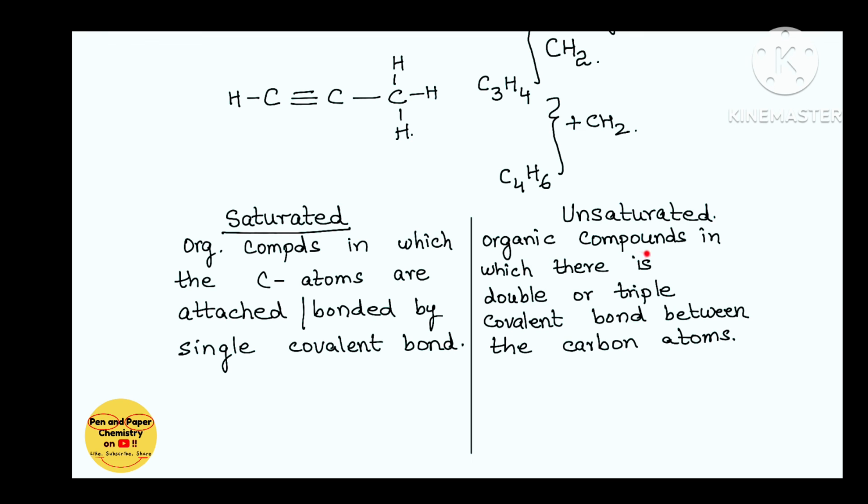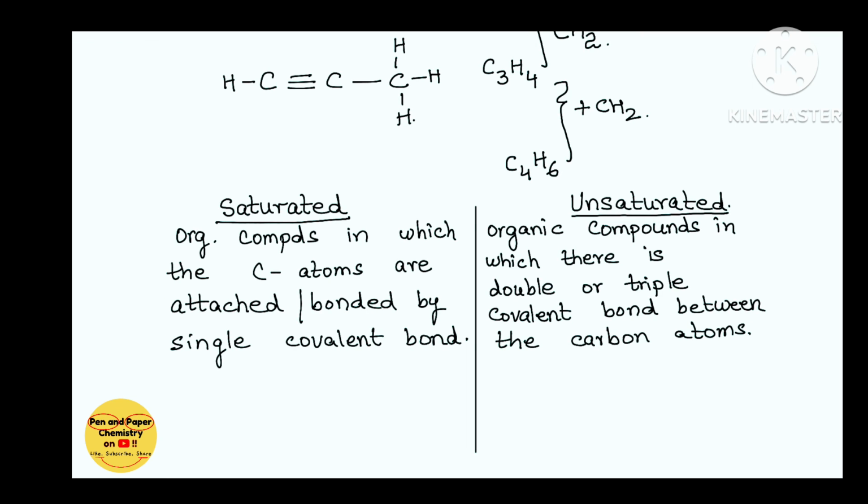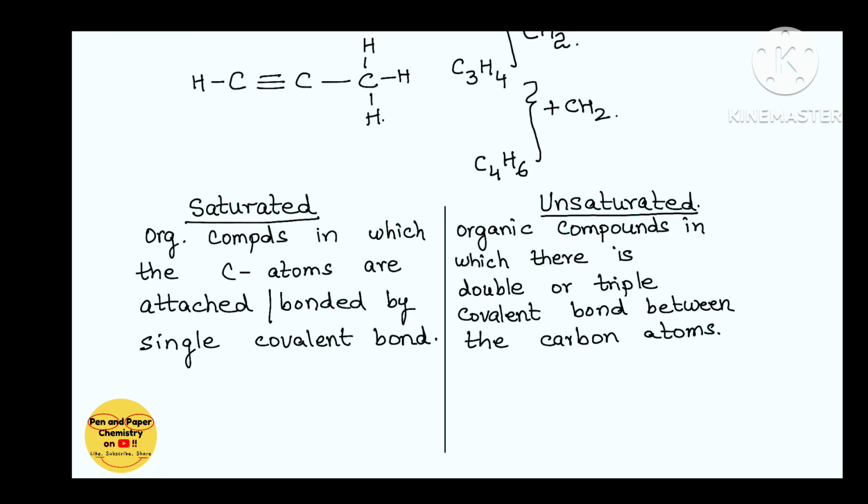What about unsaturated? Organic compounds, you can match the definition that you have written. Organic compounds in which there is double or triple covalent bond between the carbon atoms are known as unsaturated. Please make sure that you value or see the relevance of each and every word that you are writing over here. These are called as key terms and which are very, very essential when you are defining something in chemistry.